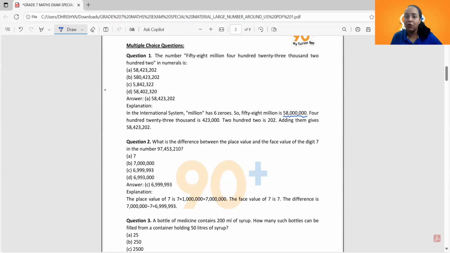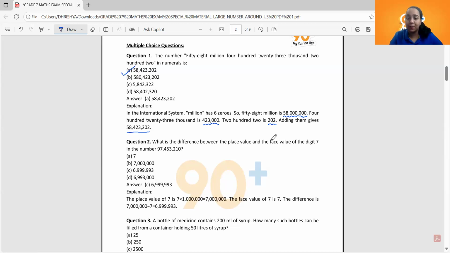What is remaining? 423,000. So how will you write 423,000? 423 followed by 3 zeros. Then we have remaining 202. So you write 202 also. You add all of this. So you will get what? 58,423,202. So which is the correct option here? Option A. Okay.